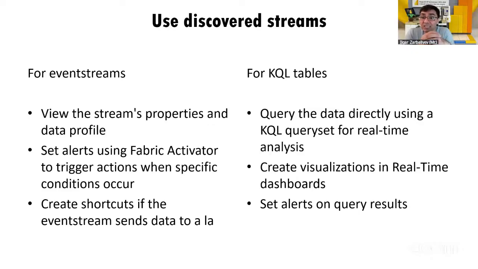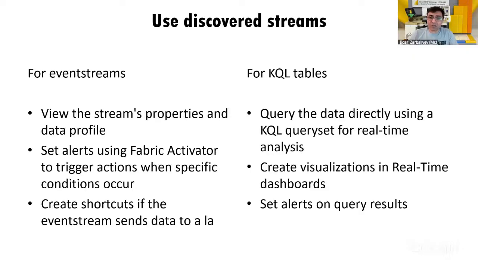For KQL tables, you can perform real-time analysis by querying the data directly with Kusto Query Language. You can also build visualizations in real-time dashboards and configure alerts based on query results to monitor important business events as they happen. Another option is to create your own event stream from discovered data sources, which allows you to apply custom business rules, transformations, and routing logic without changing the original stream managed by another team.